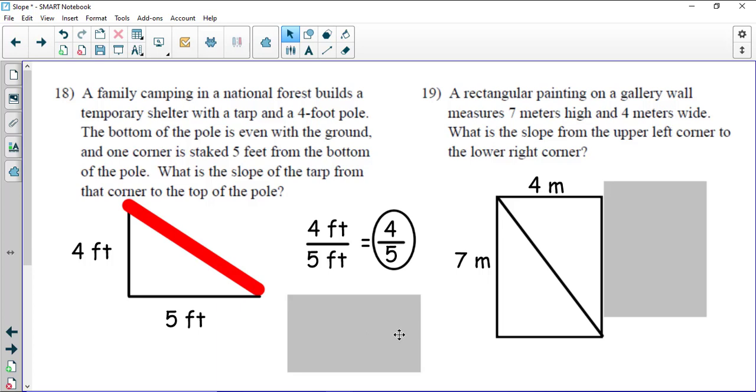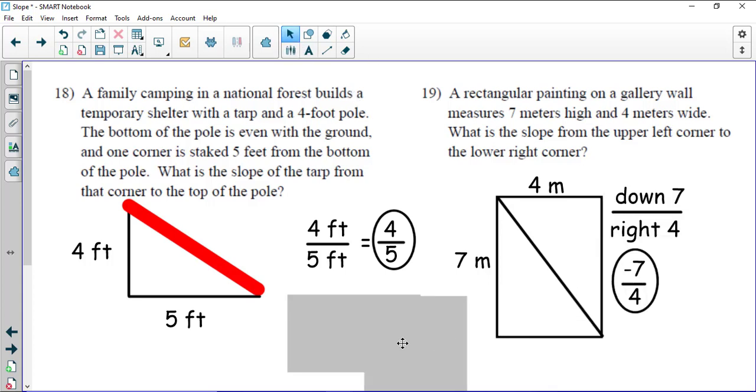Number 19, a rectangular painting on a gallery wall measures 7 meters high and 4 meters wide. What is the slope from the upper left-hand corner to the lower right-hand corner? So this one's going to have a negative slope. So we've got a vertical change of -7 and a horizontal change of 4. That's going to be -7/4.